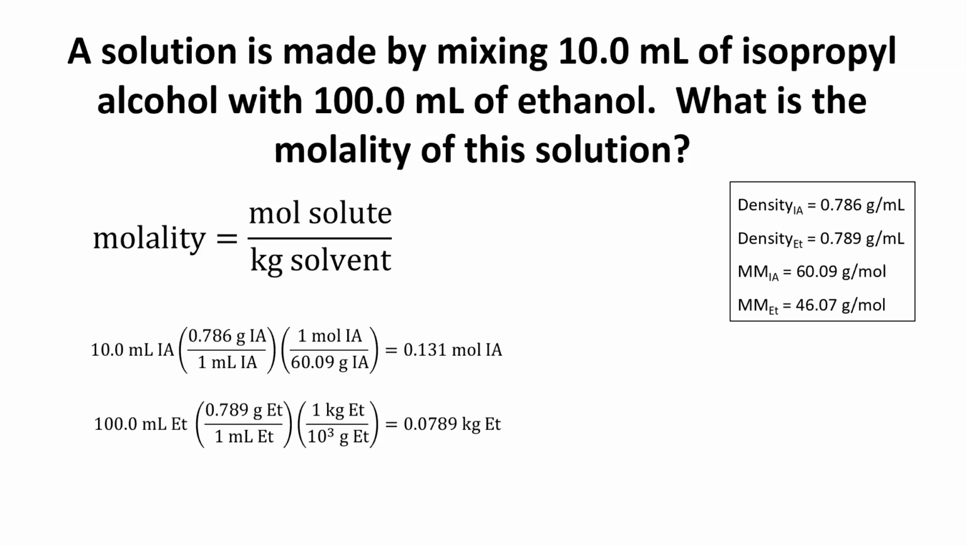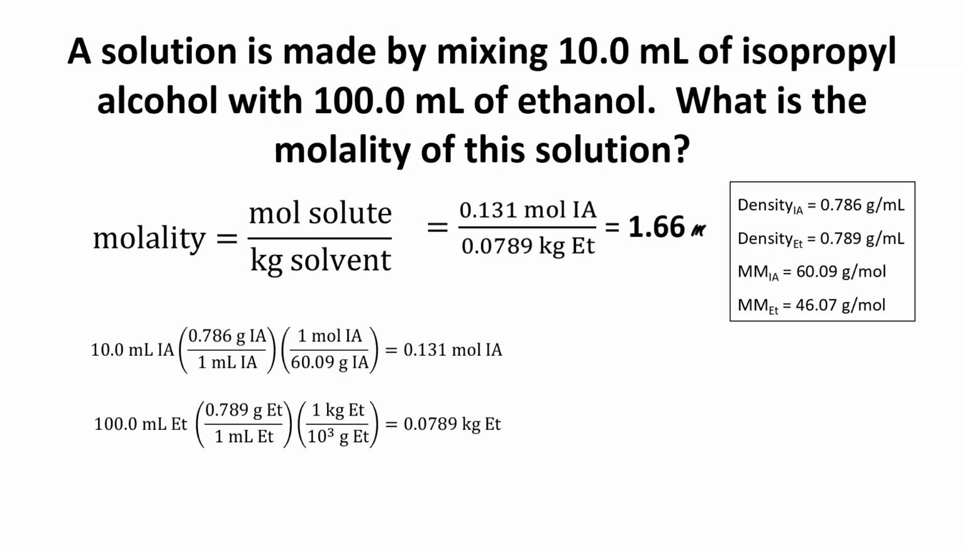Now all that remains is to put those two pieces together. So the moles of the solute, our isopropyl alcohol, will be on the top, and our kilograms of our solvent, our ethanol, will be on the bottom. And we can carry out that calculation, and we get 1.66 moles of isopropyl alcohol per kilogram of ethanol.